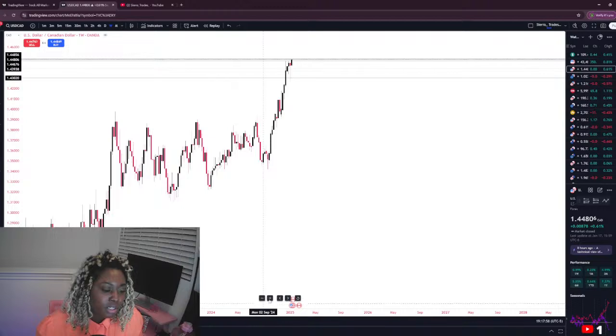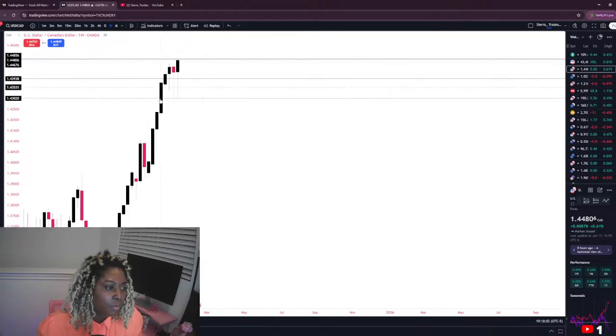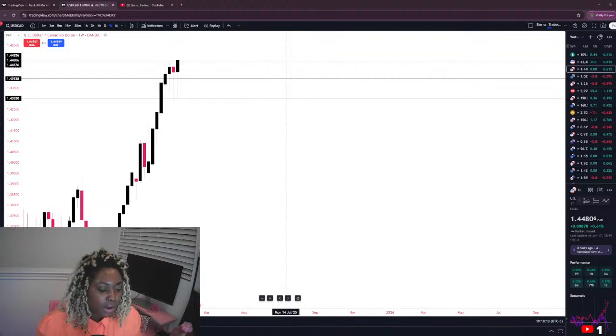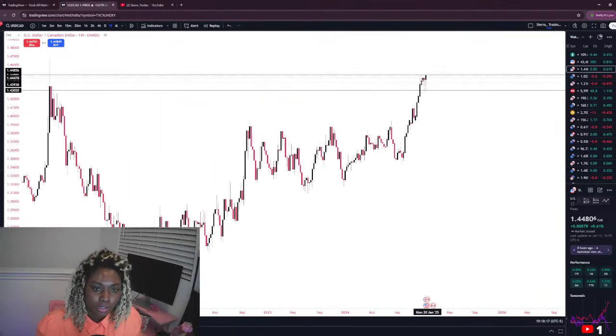All right, so I really don't see anything else significant that I need to mark. We did have a fair value gap right here. I can already tell that this low looks like 50% of this, so I'm not going to even measure it. Price is very much so bullish, but even with the bullish trend, you get these pullbacks.